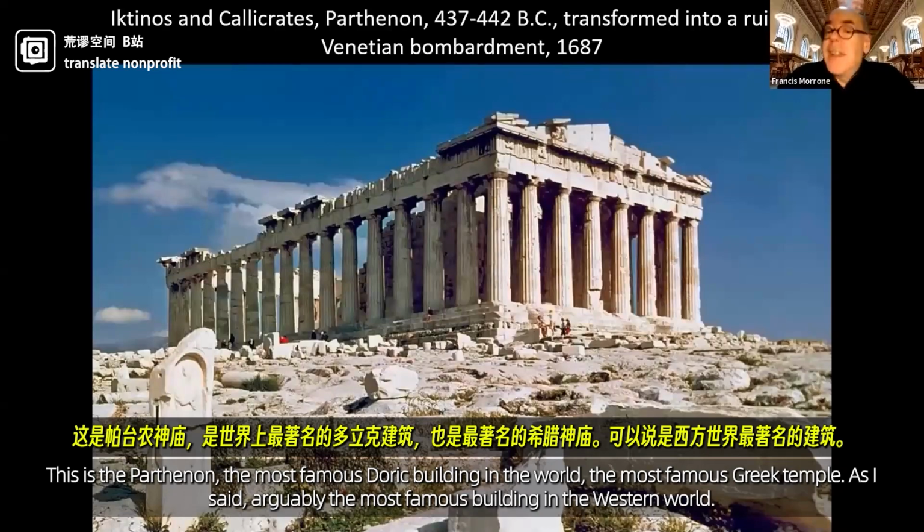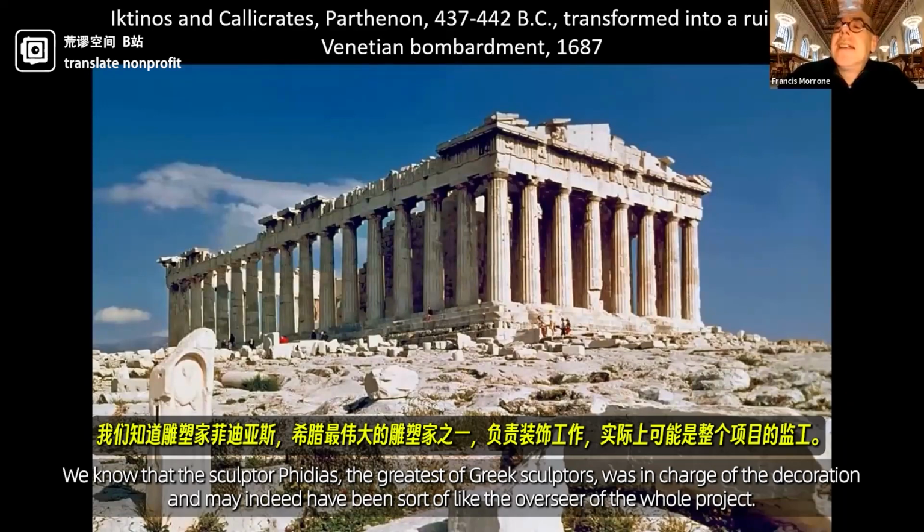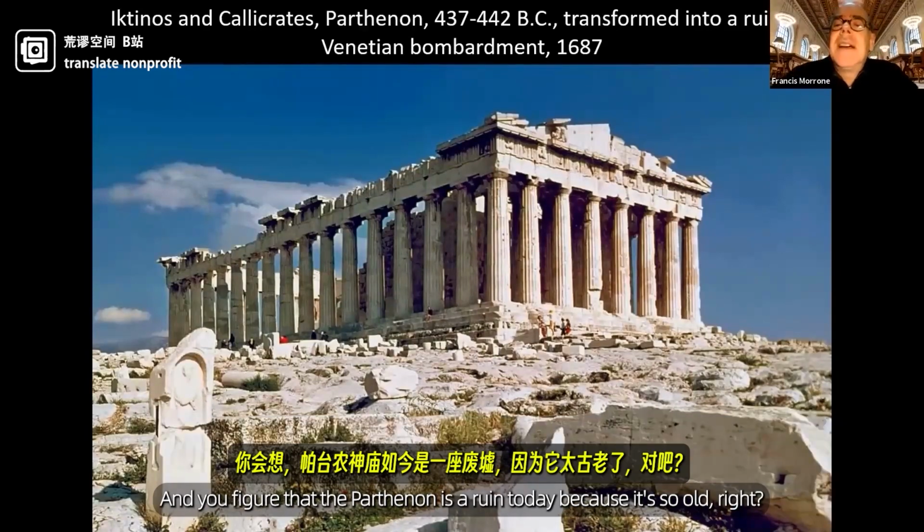This is the Parthenon, the most famous Doric building in the world, the most famous Greek temple. As I said, arguably the most famous building in the Western world. We know who its architects were, Iktinos and Callicrates. We know that the sculptor Phidias, the greatest of Greek sculptors, was in charge of the decoration and may indeed have been sort of like the overseer of the whole project.